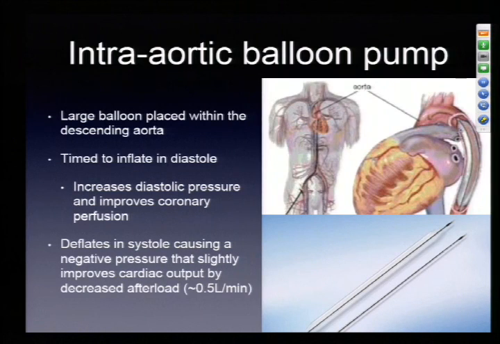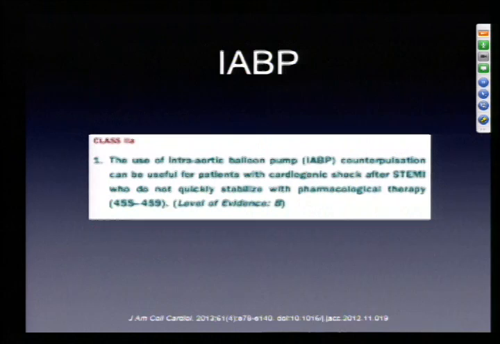And the latest randomized studies have really shown that there's no mortality benefit to using an intra-aortic balloon pump in shock, especially in cardiogenic shock and acute MI. But it is one of those things that's been deemed as reasonable if someone doesn't quickly stabilize, because it can offer some mild amount of support, and it can be placed relatively quickly.